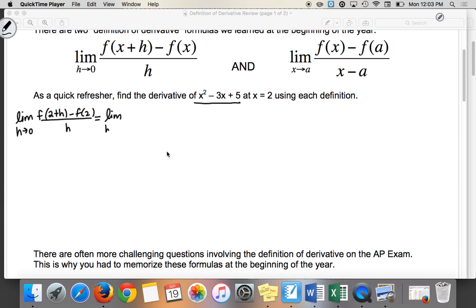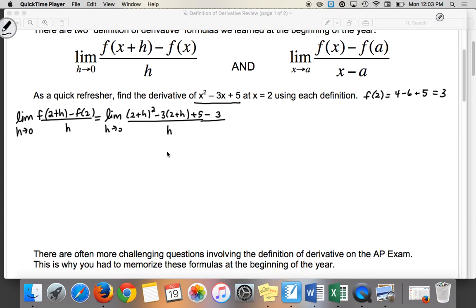So I'd have the limit as h goes to 0, and I'm plugging in my 2 plus h for my x. So I'm going to have 2 plus h squared minus 3 times 2 plus h plus 5. Then I have minus my f of 2. So what is f of 2? 4 minus 6 plus 5, 3? So we have minus 3. I'll just go ahead and put 3 there instead of writing it all out. And then all over, the denominator is just h.